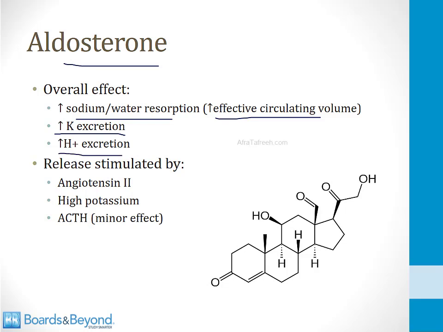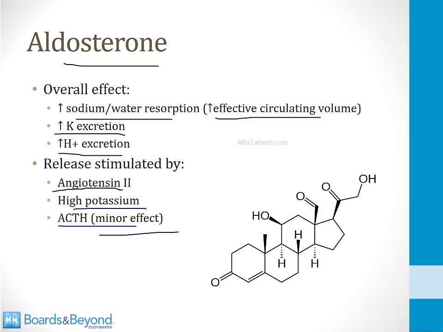Its release is stimulated mainly by angiotensin II and by high potassium. So angiotensin II is how the renin-angiotensin-aldosterone system stimulates aldosterone release. And then a second trigger for its release is a high potassium level in the serum. If you consume a high potassium diet, your body will begin releasing more aldosterone to bring the potassium level back down to normal. Finally, ACTH, which acts on the adrenal gland to promote cortisol release, can promote some aldosterone release, although this is a minor effect.